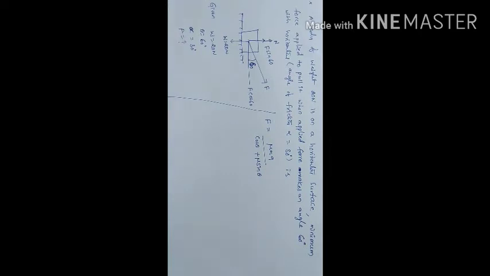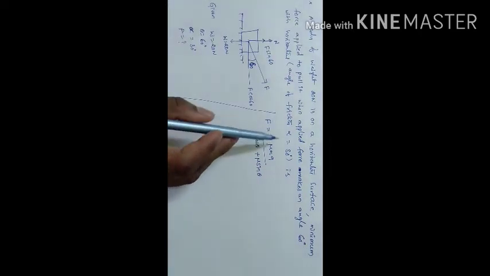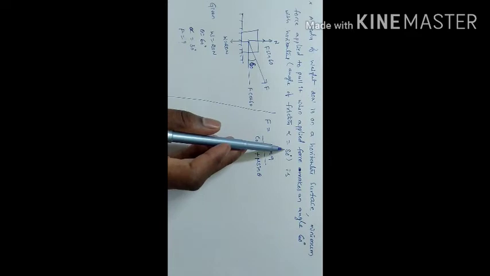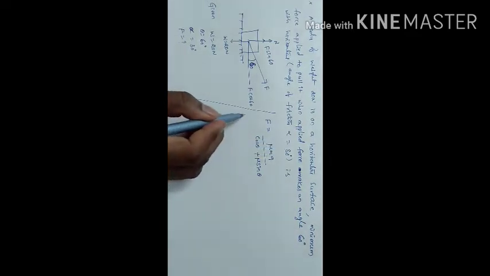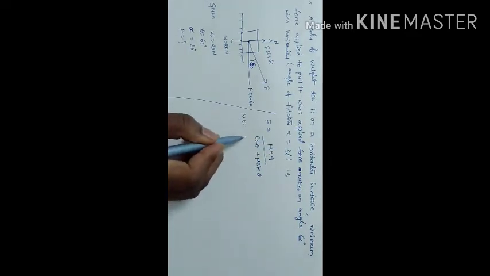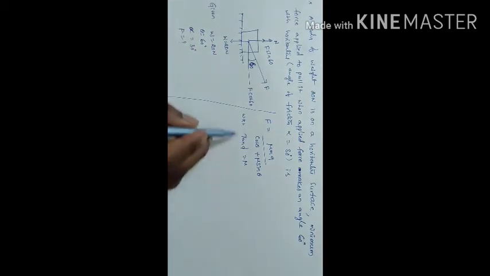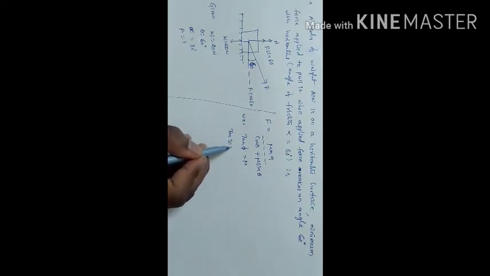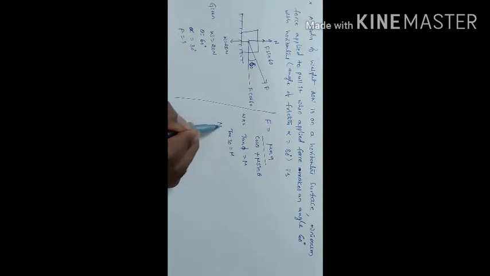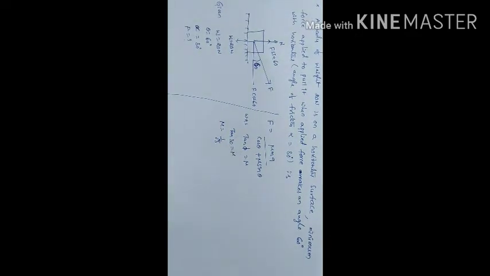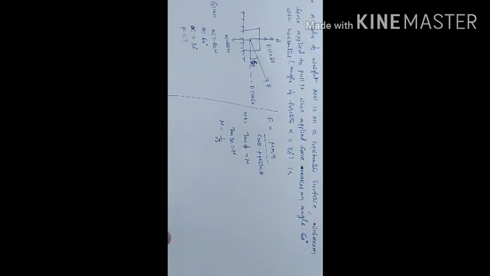Here they didn't give the mu value, but they gave the angle of friction. So we know that tan phi is equal to mu, where phi is the angle of friction. They already gave phi. Tan 30 is equal to mu. What is the tan 30 value? That is 1 by root 3. So mu is 1 by root 3. We calculated mu also. Now we are going to substitute the values in the above equation.